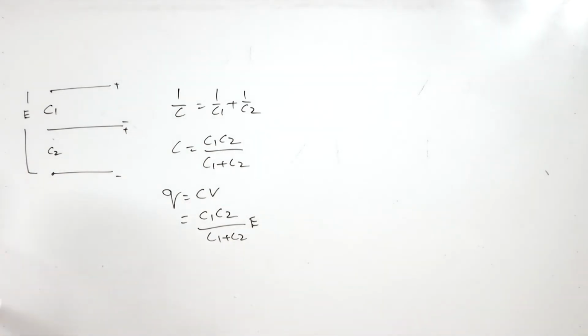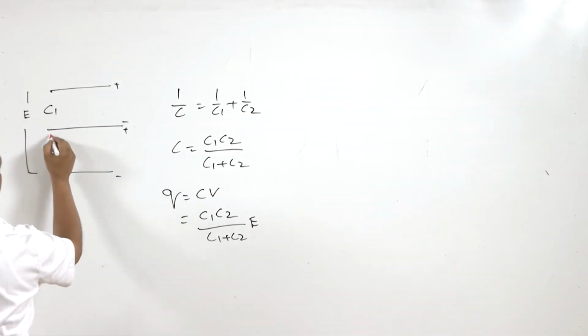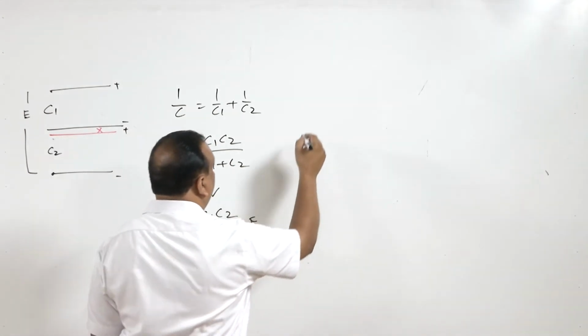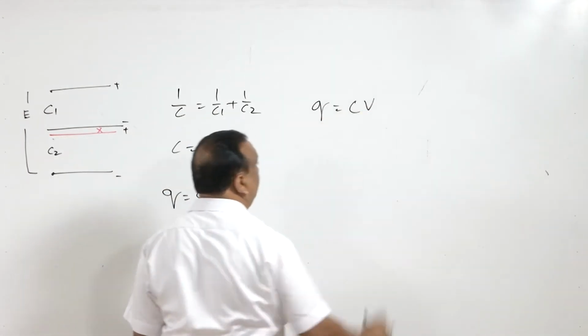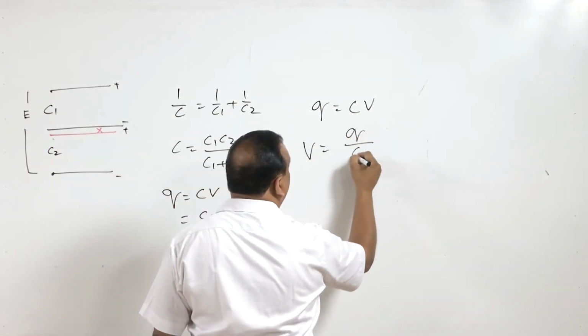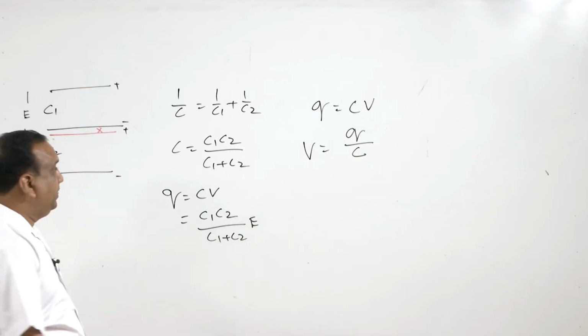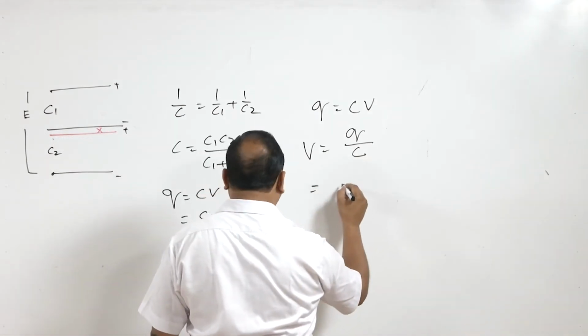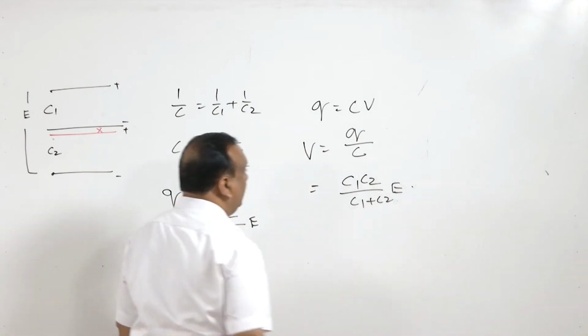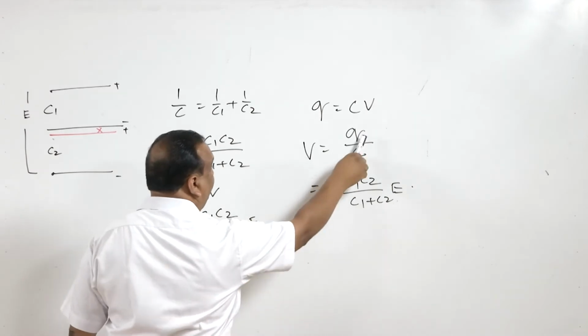Now the displacement of the middle plate is X. This middle plate displacement is X. Now there is a displacement in this plate of X, and voltage: Q is equal to CV, right? If you want to have voltage V, then we can take Q by C, right? And then this Q is nothing but C1 C2 by C1 plus C2 into E.